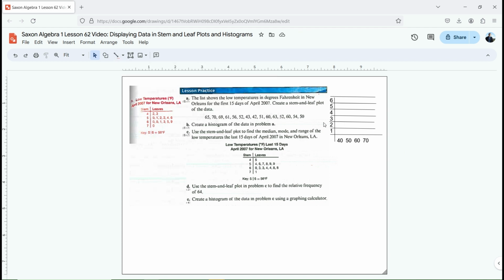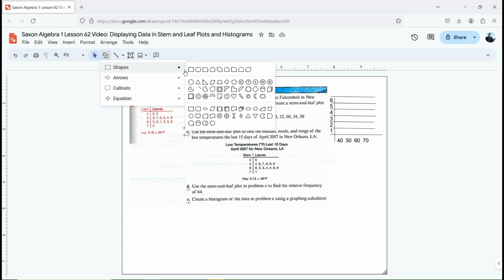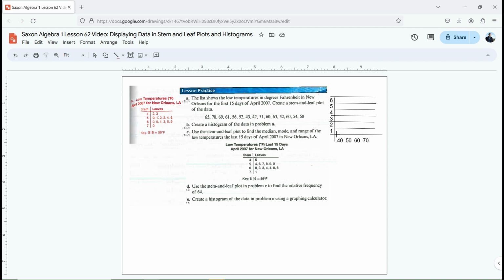So the question is, how many 40 range numbers do I have? Well, 1, 2. If I look at my stem and leaf plot, there's 2 in the 40 range. So I need to make a bar that counts 2 high. So we'll start here and we'll go up 2. Now, in a true histogram, your bar is going to be the width of the entire region, and the next bar is exactly right next to it, okay?